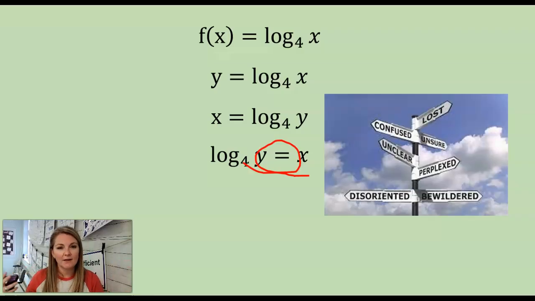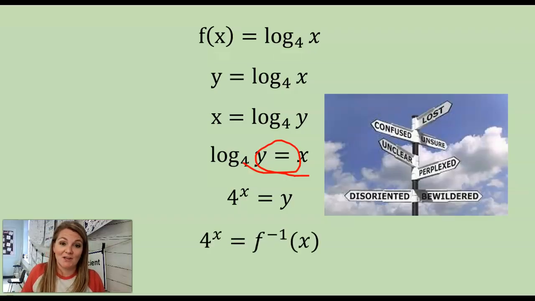It's really hard, and I know Coach Torres is the same way. It's really hard for us to do the e backwards. So we're very concrete in our thinking. We have to move the y part to the left so that we can do our e. So what does that mean I have? I have 4 to the x is equal to y. Y is by itself. So now you just change y back to f inverse of x. And that's it. That is the inverse. Easy enough. Inverse of a log is an exponential. Inverse of an exponential is a log.